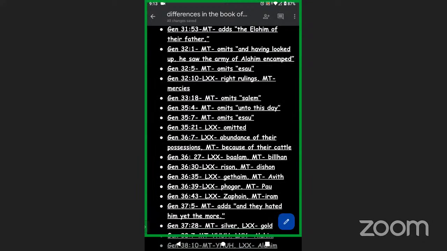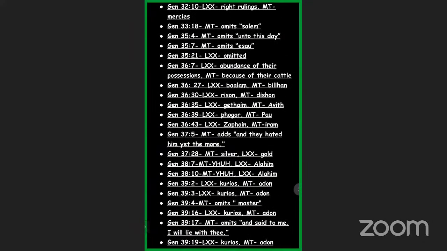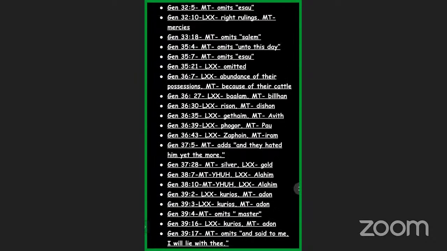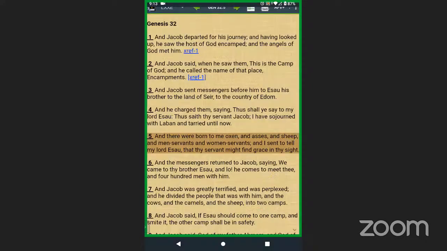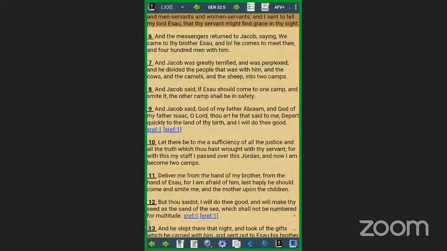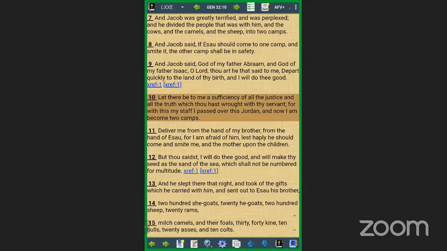Now we're going to go to Genesis 32, verse 10. The LXX has right rulings. The Masoretic text has mercy or favor. This is definitely a different context it will give you. So here we go. The Septuagint says in verse 10 here, let there be to me a sufficiency of all the right ruling and all the truth you have worked with your servant. For with this my staff I passed over this Jordan, and now I've become two camps.